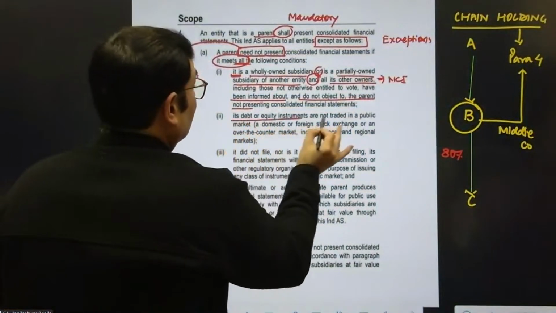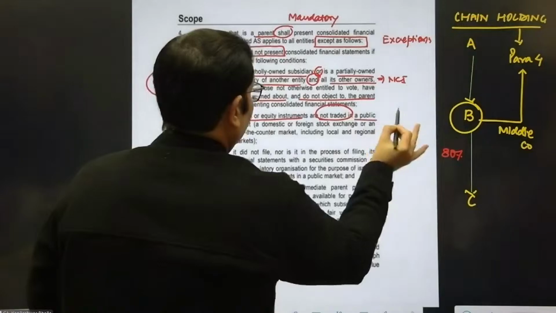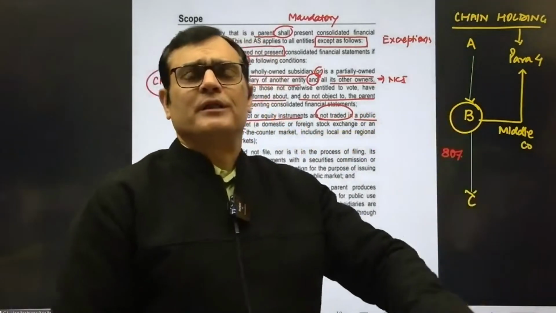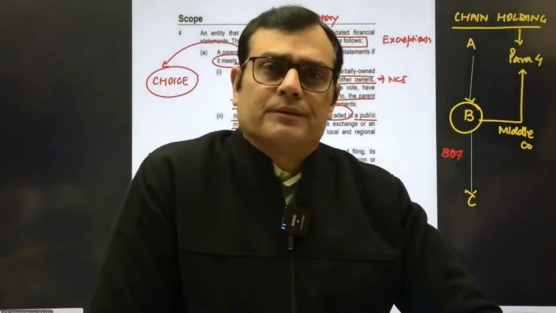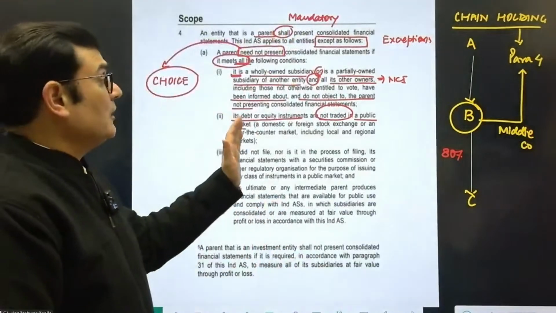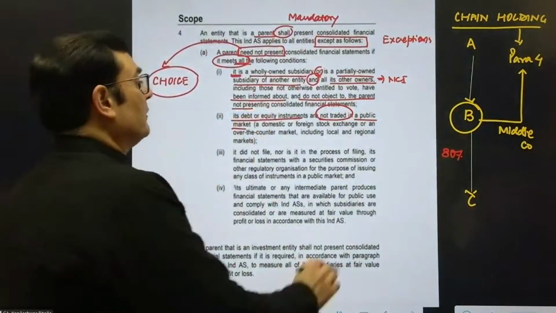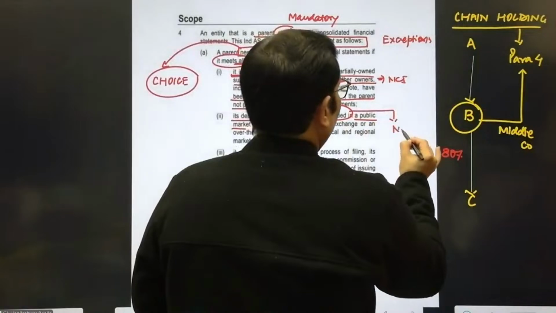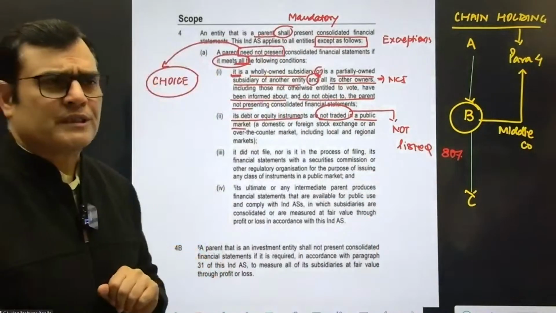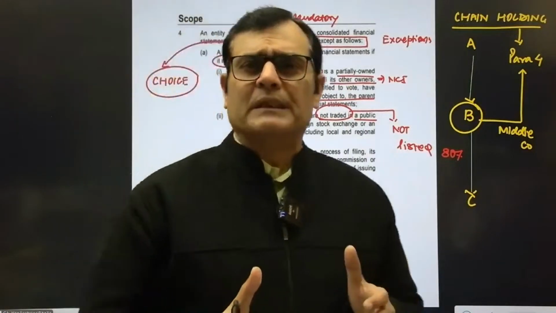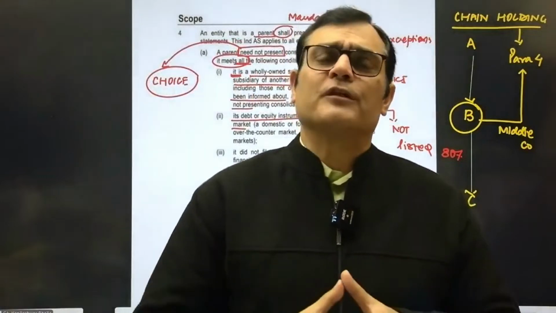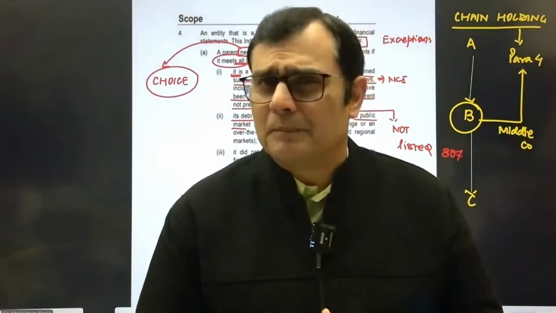Its debt or equity instruments are not traded in a public market. Basically, we're saying that the debt or equity investments of B are not listed. B is not a listed company, because when you're saying that its debt or equity instruments are not traded in a public market, that means it is not a listed company. And I think the logic of putting this clause was that if B is not a listed company, there is no public stake. And then I think the very fact of consolidation not being done doesn't scare people.